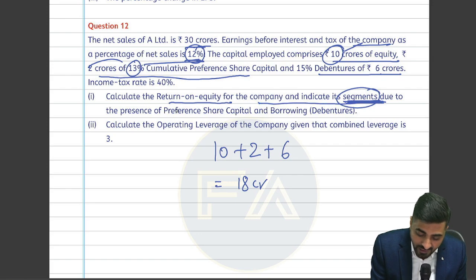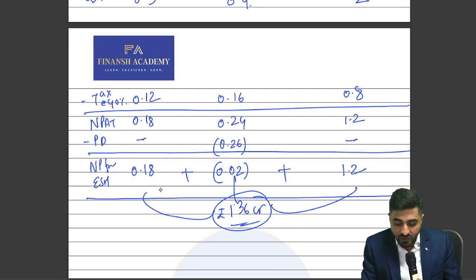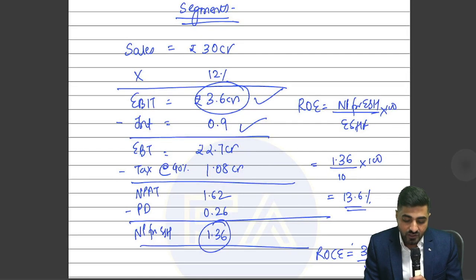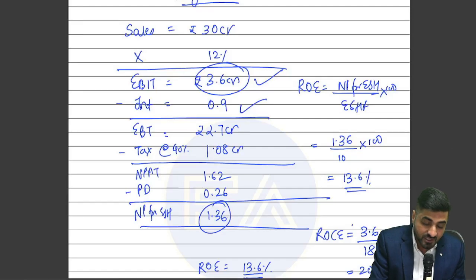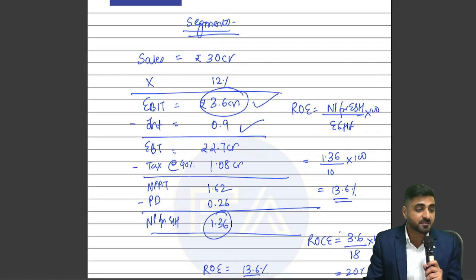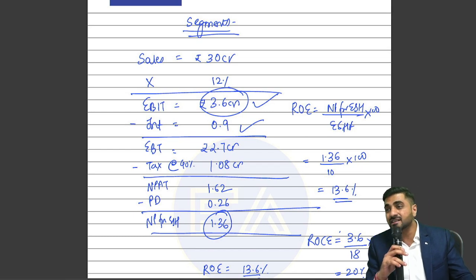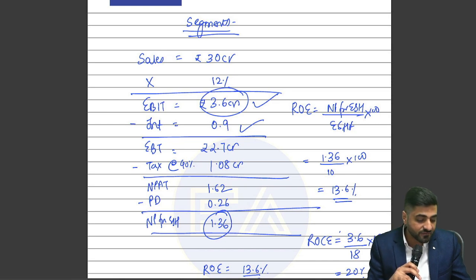Calculate ROE and indicate its segments. So have we calculated the segments? Come on, yes or no? Yes, sir. So I just want you all to copy this segment. Answer na, or this is very tricky. Just complete.